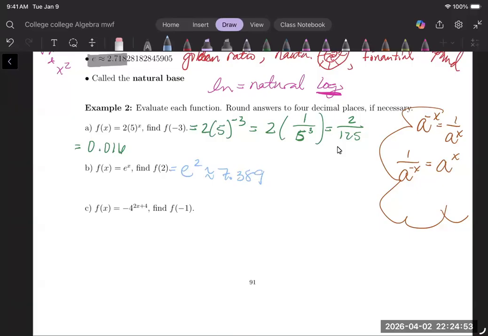So in f of -1, change colors. This is -4 to the 2 times -1 plus 4. This is -4 to the, let's see, -2 plus 4, which is -4 to the 2 squared. So note, this says -4 squared. Does not say (-4) squared. Do y'all see that difference?